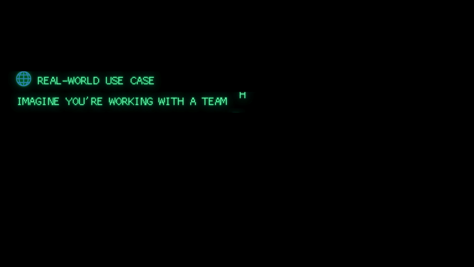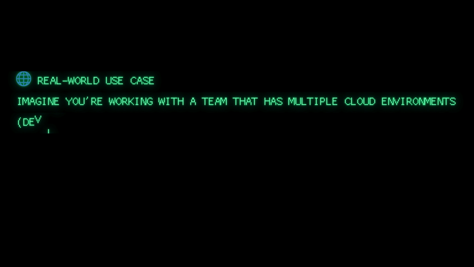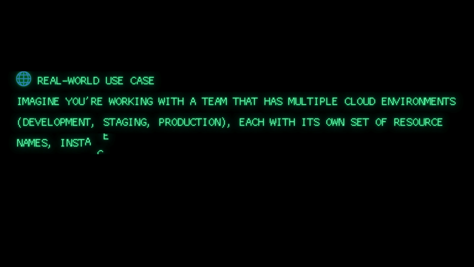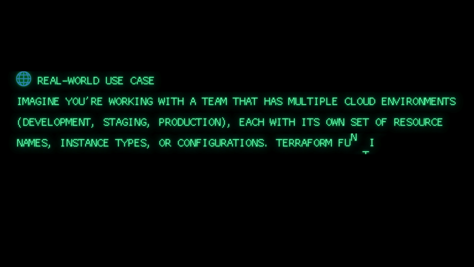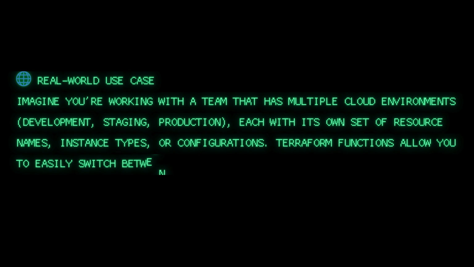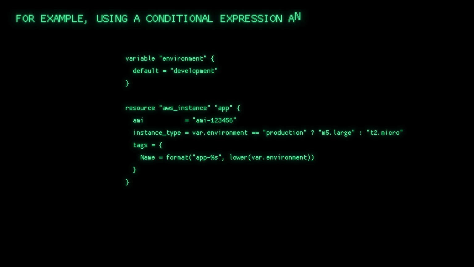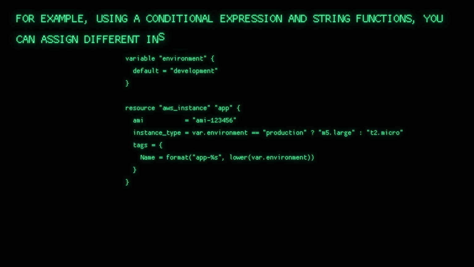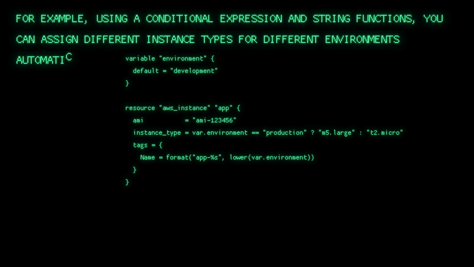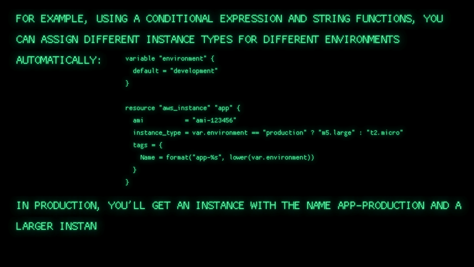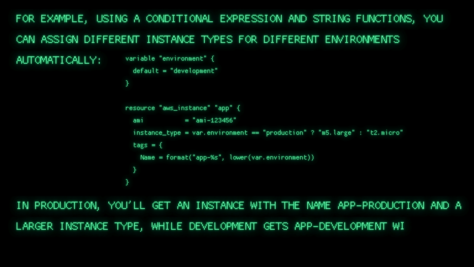Real-world use case. Imagine you're working with a team that has multiple cloud environments: development, staging, production, each with its own set of resource names, instance types, or configurations. Terraform functions allow you to easily switch between environments and generate values on the fly. For example, using a conditional expression and string functions, you can assign different instance types for different environments automatically. In production, you'll get an instance with the name app-production and a larger instance type, while development gets app-development with a smaller instance type.